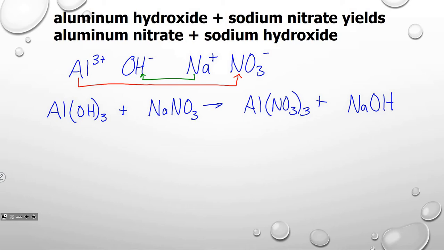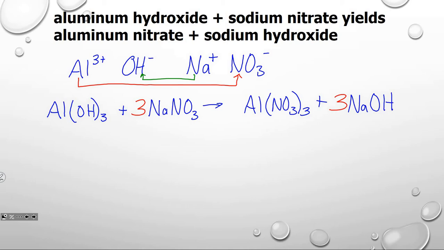No. Okay, so here's a trick. If the polyatomic stays together on both sides, I can just look at the polyatomic and treat it like an element and balance it that way. So I have 1 aluminum, 3 hydroxides on the reactant side, and only 1 hydroxide on this side. So I'm going to put a 3 right here. So I have 3. Now I have 3 sodiums, only 1 sodium. Put a 3. I have 3 nitrates, and I'm done.